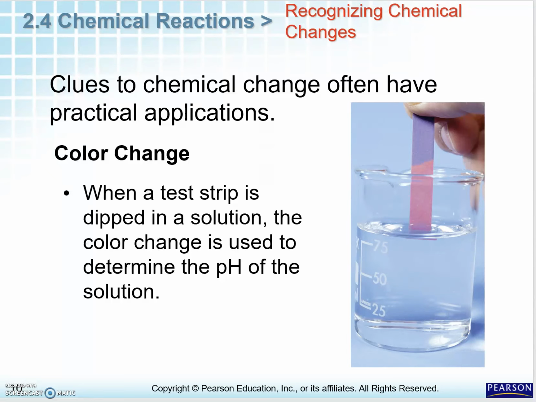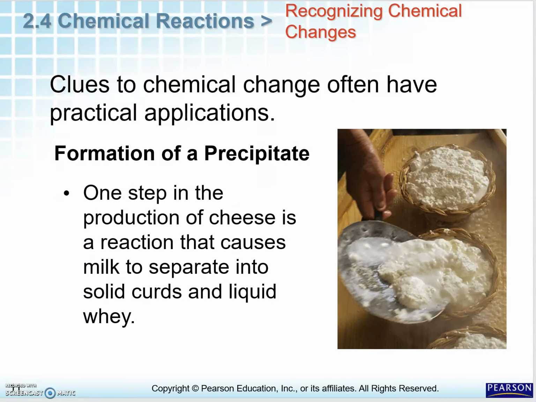The third way to see if there is some sort of chemical change is that there is a color change. Sometimes this could be as simple as you dip a test strip into a solution like the one shown, or it could be something as different as going from a clear solution to a bright red solution, all of which indicate that you are undergoing a color change or a chemical change.